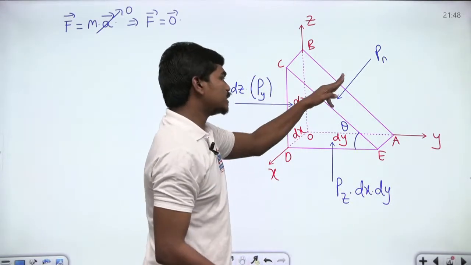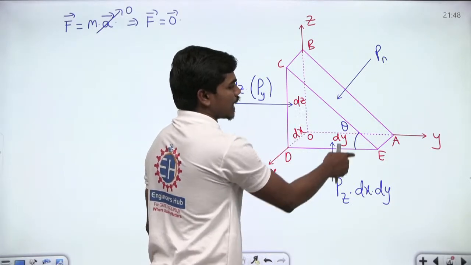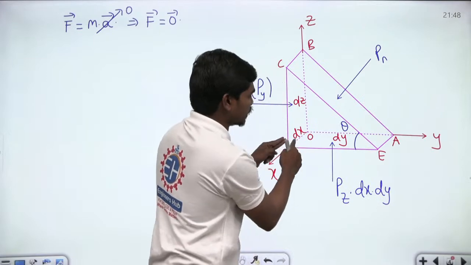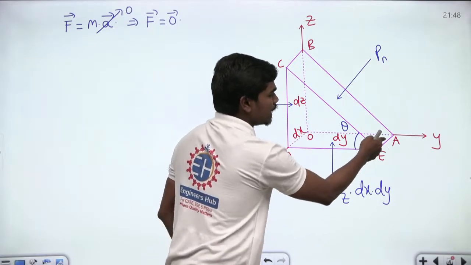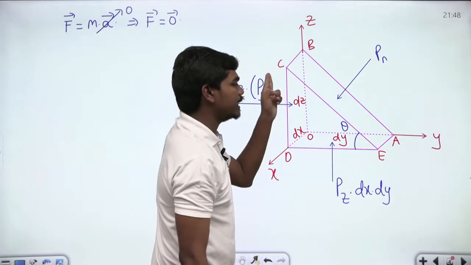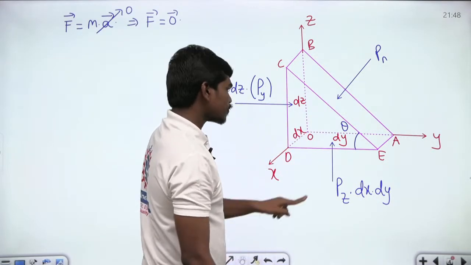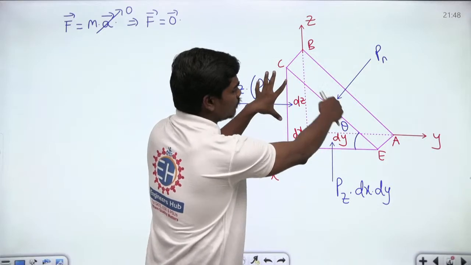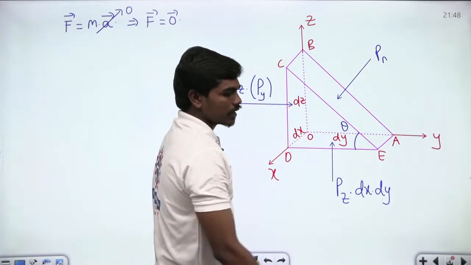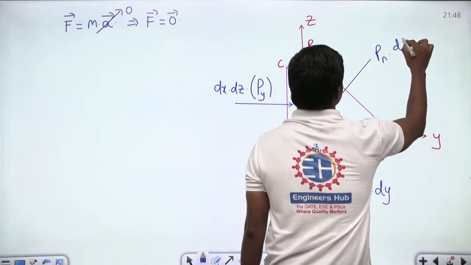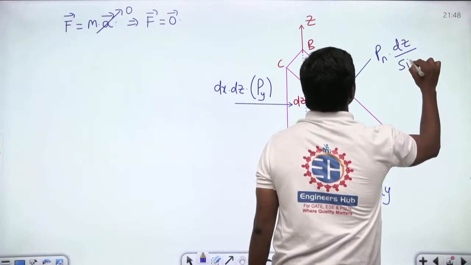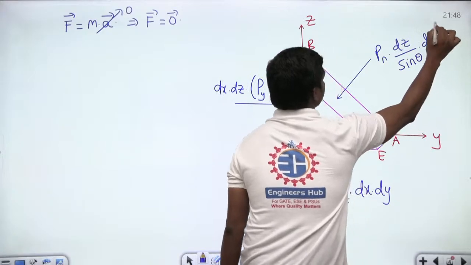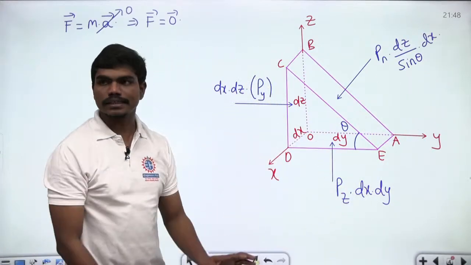Next, if you take this particular prism, this is the plane on which this Pn is acting normal. This dimension is dx, because if this is dx, then this AE length is also dx. And what about CE? From this particular triangle, you know this height is dz. So definitely this side will be nothing but dz by sine theta, correct? So Pn into dz by sine theta into dx is the area. So these are the forces that are acting on the prism, correct?